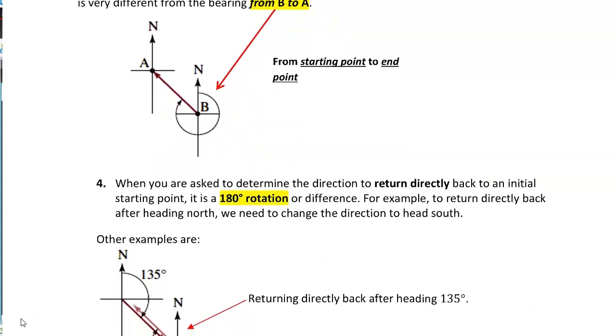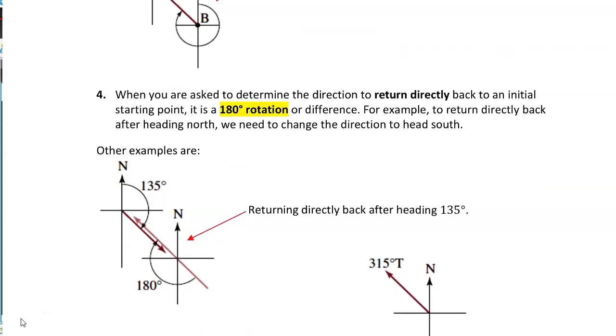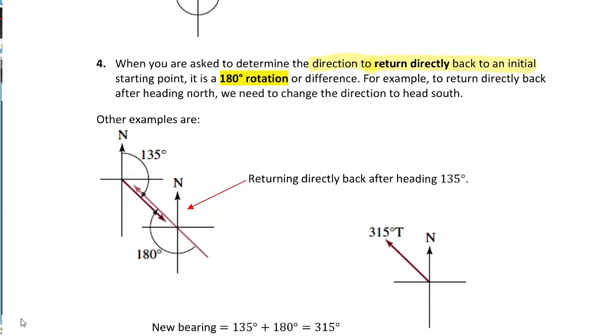So when you're asked to determine the direction to return directly back to an initial starting point, it is a 180 degree rotational difference. So you might get told that Frank walks from here to there, then back again. Okay, so for example, to return directly back after heading north, we need to change the direction to head south.